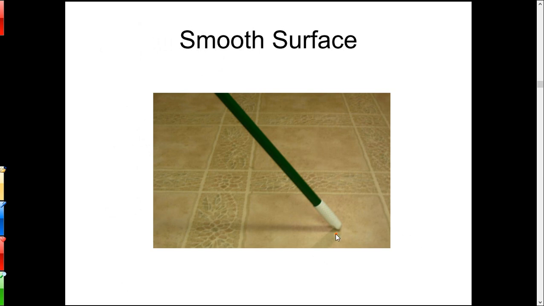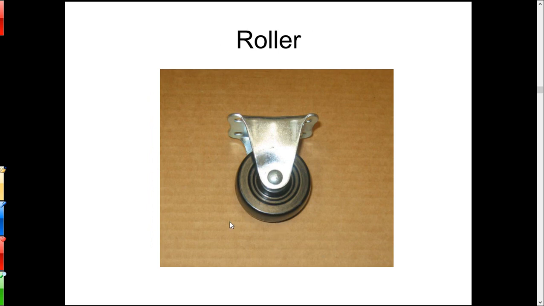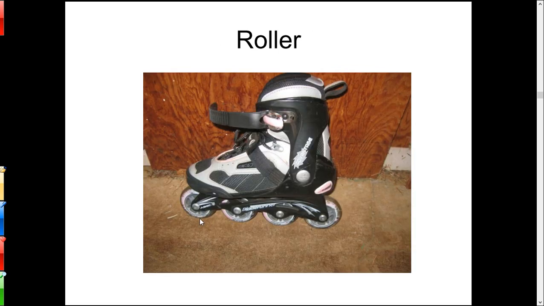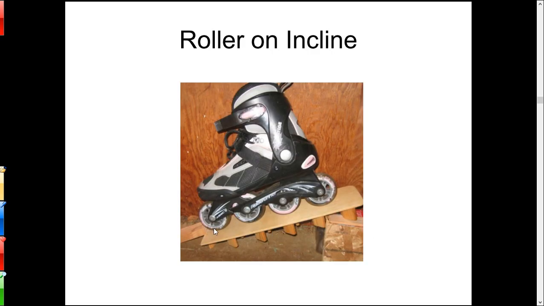Okay, there's a smooth surface, so the force of the floor on the end of this broom, if we assume that to be smooth, will be perpendicular to the floor. There's a roller. There are 4 rollers, so we'll have 4 forces pushing up on the rollers, again perpendicular to the surface, like so.